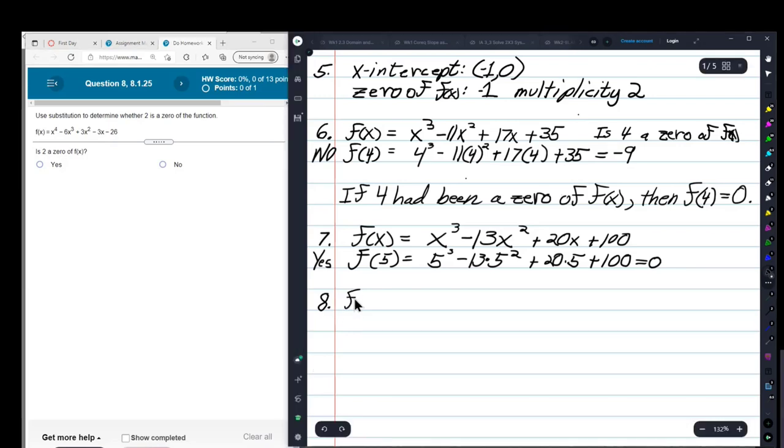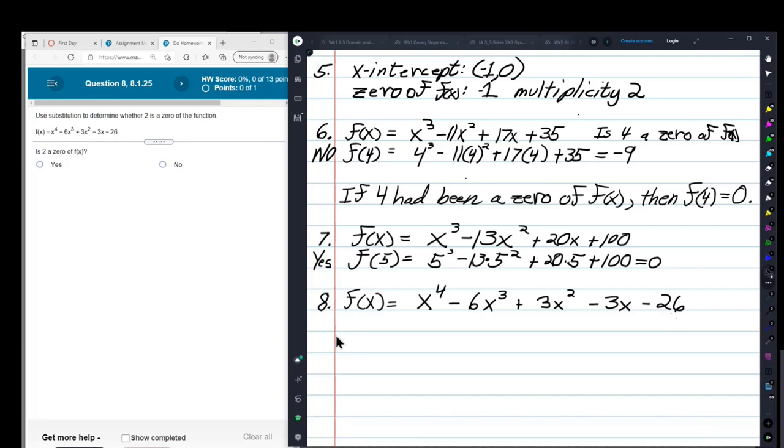F of x equals x to the fourth minus 6x to the third. This is a quartic, by the way. Highest power 4 is a quartic, plus 3x squared minus 3x minus 26. And now we're being asked about 2.